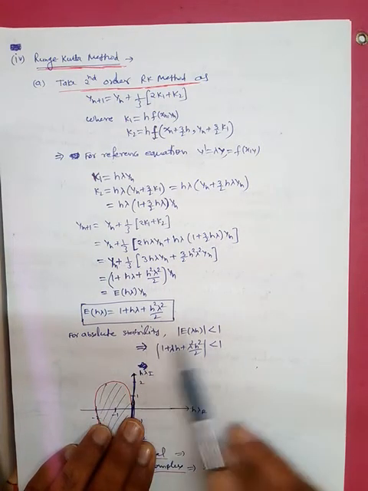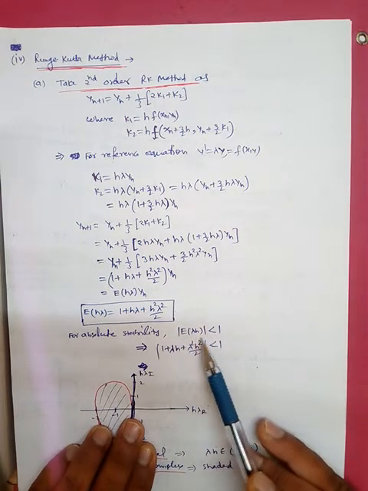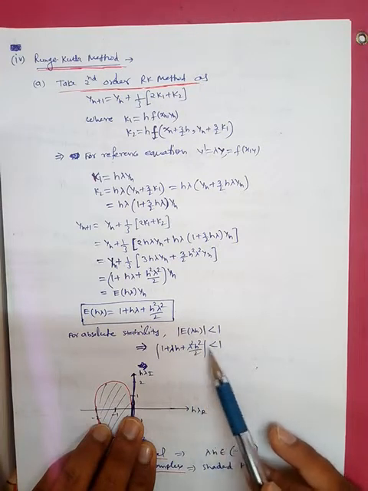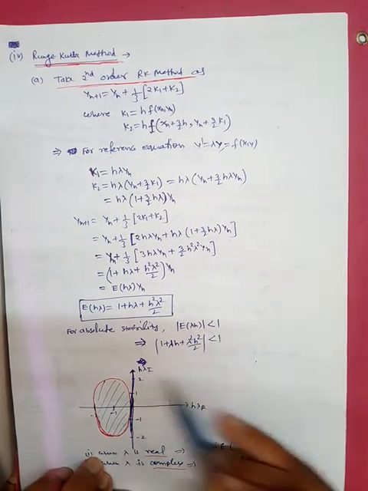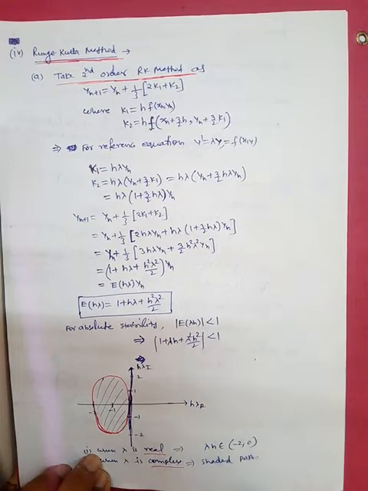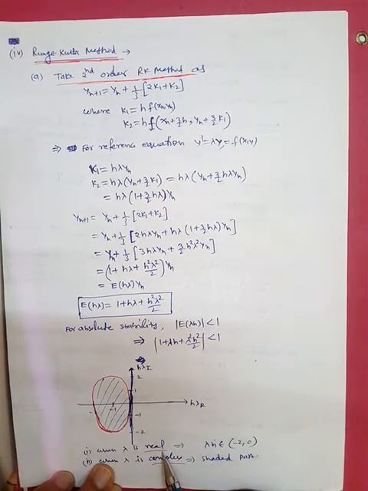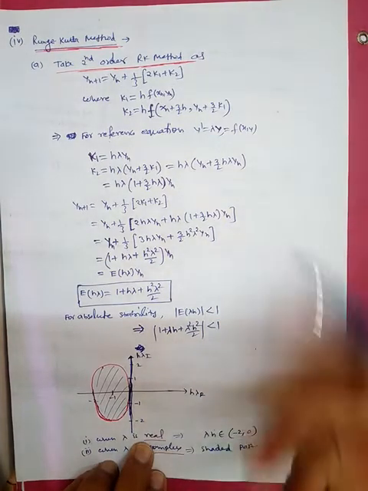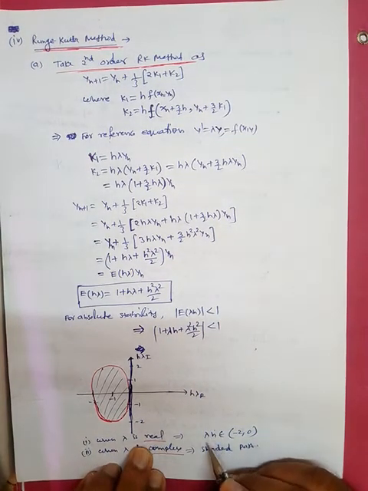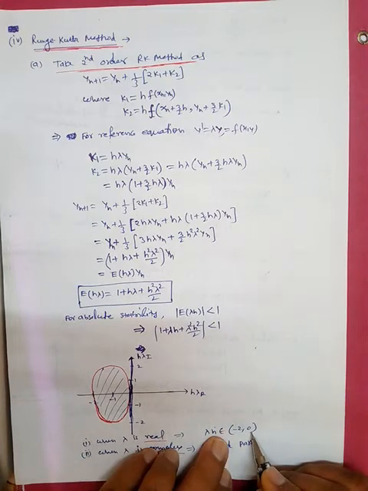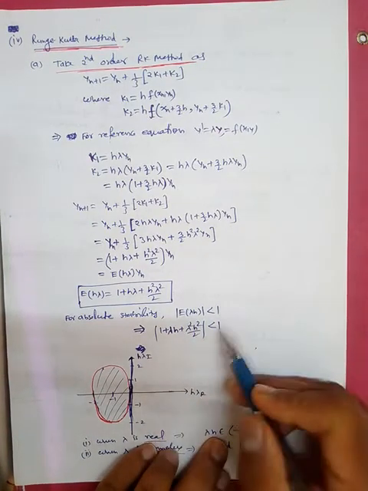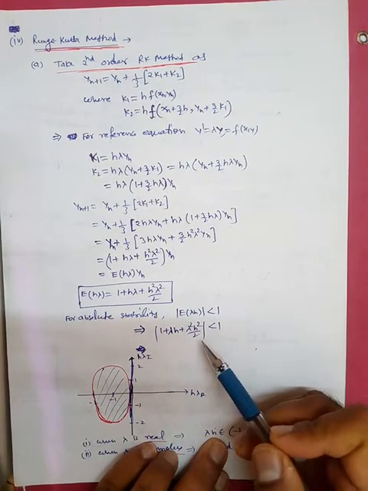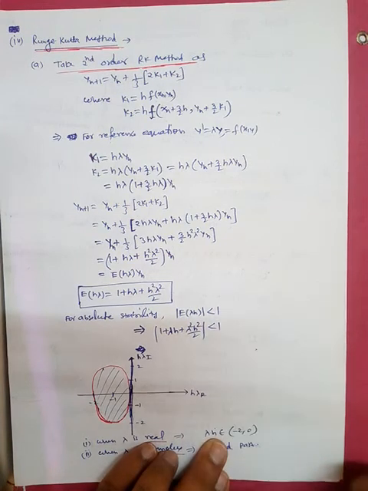Now for absolute stability, this is the criterion: the magnitude of e^(lambda h) should be less than 1, that means 1 plus lambda h plus lambda square h square by 2 should be less than 1, and we have already discussed this part. So in this case we again have two cases, when lambda is real and when lambda is complex. When lambda is real, the interval will be lambda h belongs to -2 to 0. We have already discussed this in our previous video, where we discussed the second order approximation.